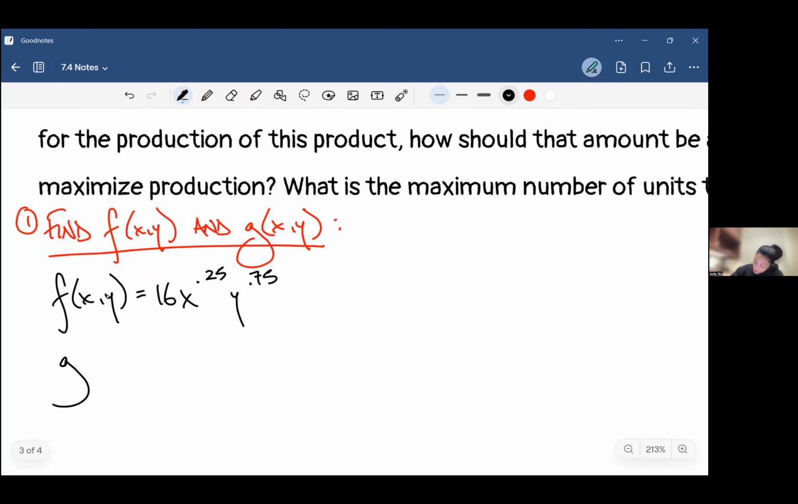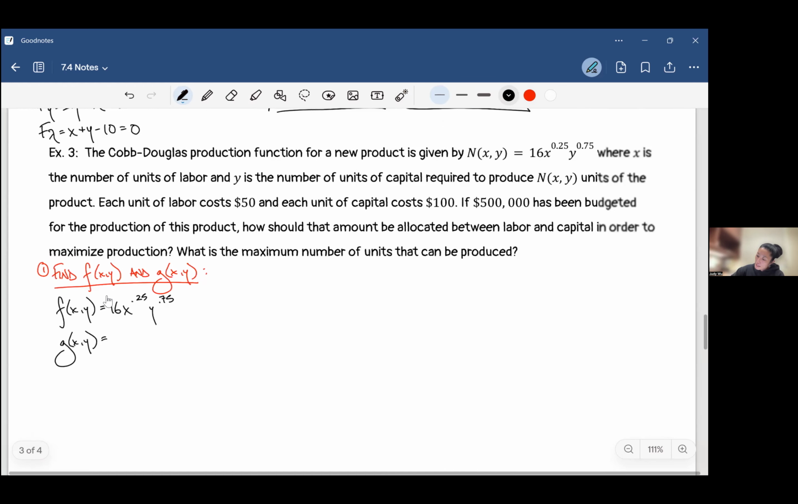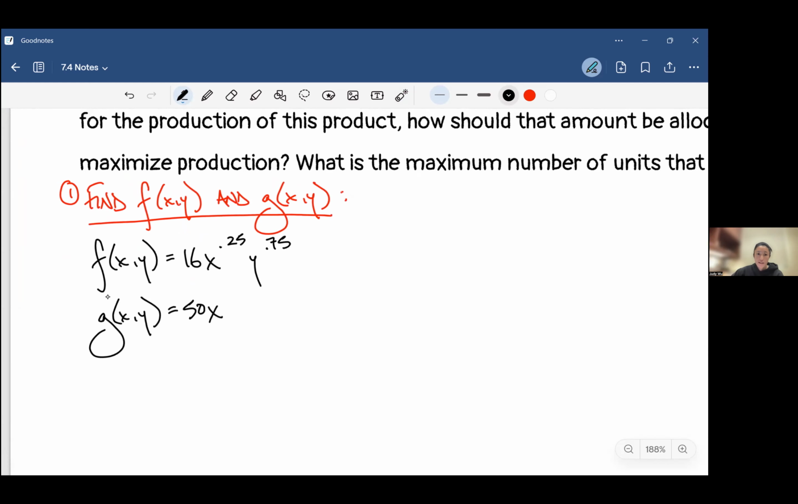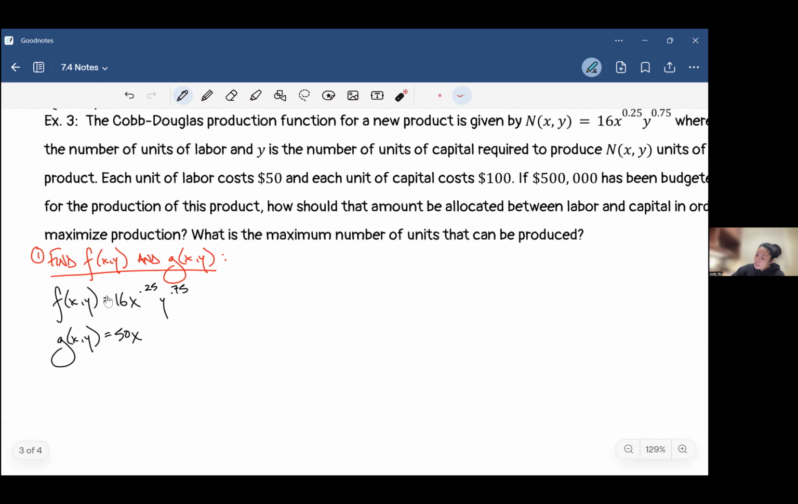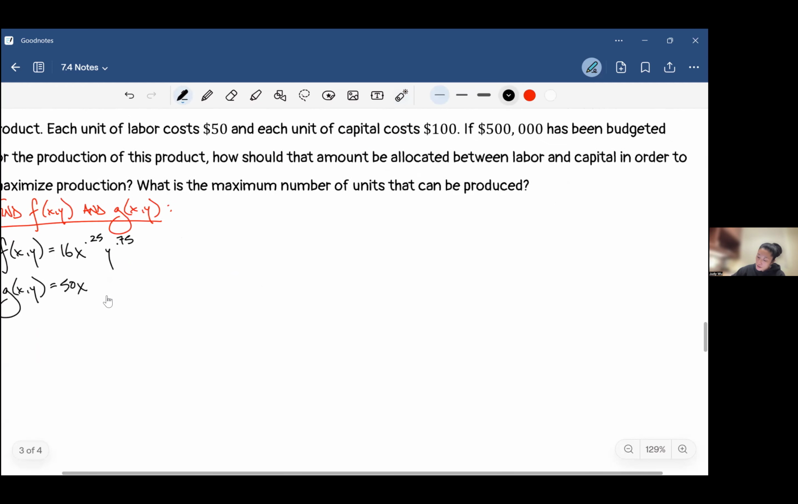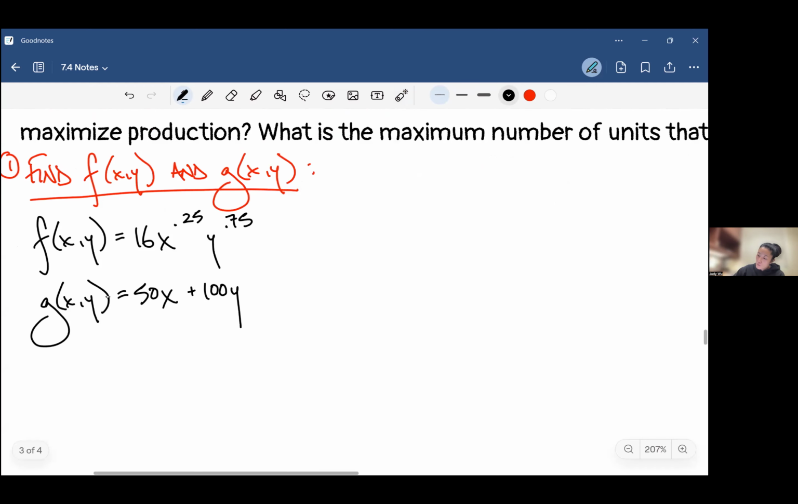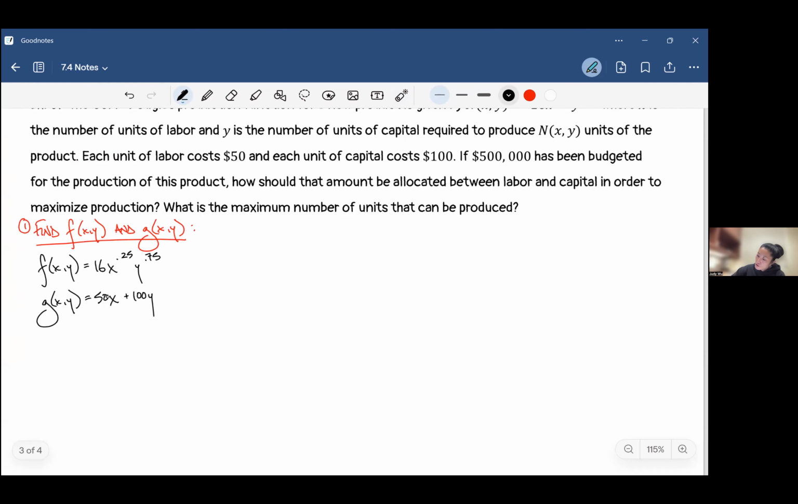Now, what is our g of x, y? Well, they kind of tell us here that each unit of labor costs $50. That's the same as saying 50 times x. And each unit of capital costs $100. That's the same thing as saying plus 100 y. And all of that should equal 500,000, because that's how much they budgeted for the production of this project.